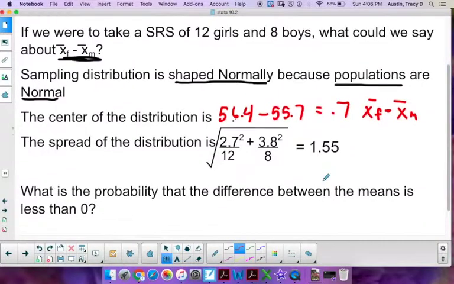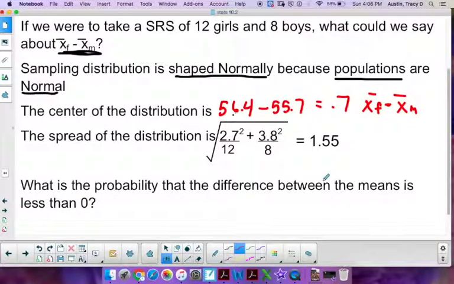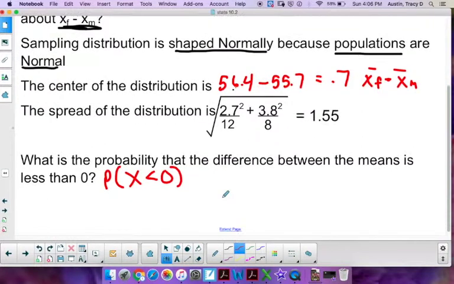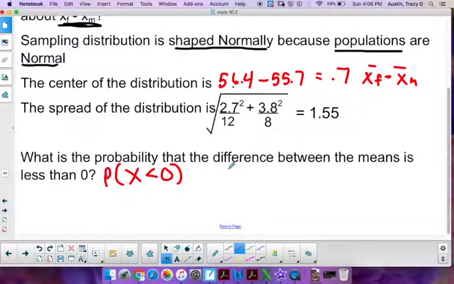Okay, what is the probability that the difference between the means is less than 0? So as a probability question, that is the probability that it's less than 0. That's the statistic that I'm checking, whereas this is the parameter that I'm working with. So this is what I'm wanting to check. So 0 minus 0.7 divided by 1.55. Okay, and it's going to be a negative, and that's fine because it's just a normal probability question anyway.